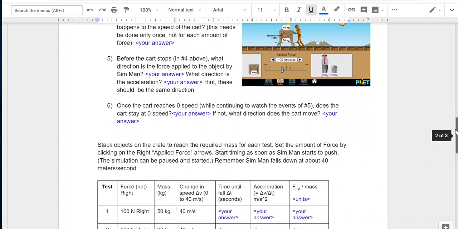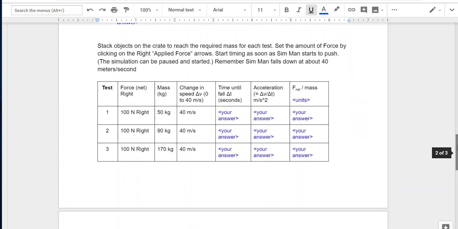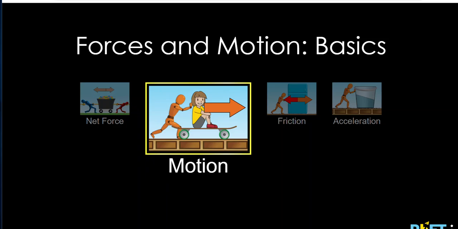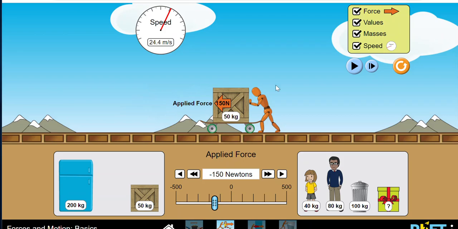There's another part of this activity, and in this case, you'll be applying the same force at all times, but you're going to change the mass you're applying, doing the same experiment. Let's go back to our simulation and take a look at that. I have one that's already going. I'm going to go back to this one here.